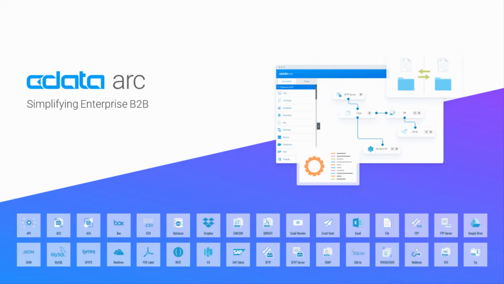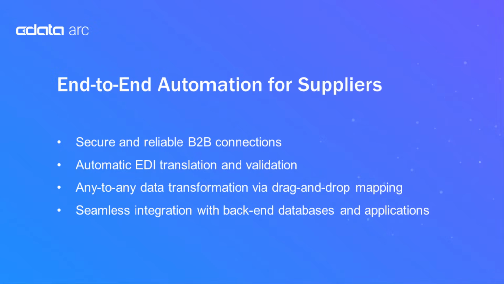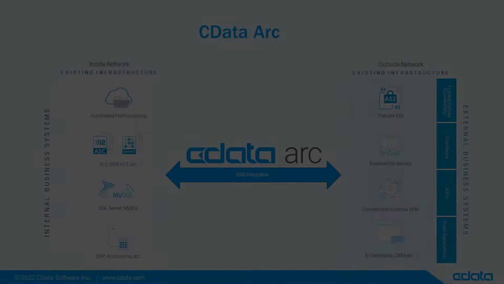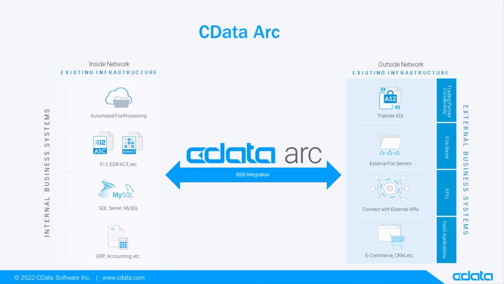CData Arc is a no-code B2B integration platform, perfect for automating transactions between suppliers or manufacturers and their retailers and logistics partners. Arc provides a flexible workflow canvas and a set of tools that allow you to connect, integrate, and automate your enterprise data. As a supplier or manufacturer, you have critical partnerships with retailers that purchase your goods.